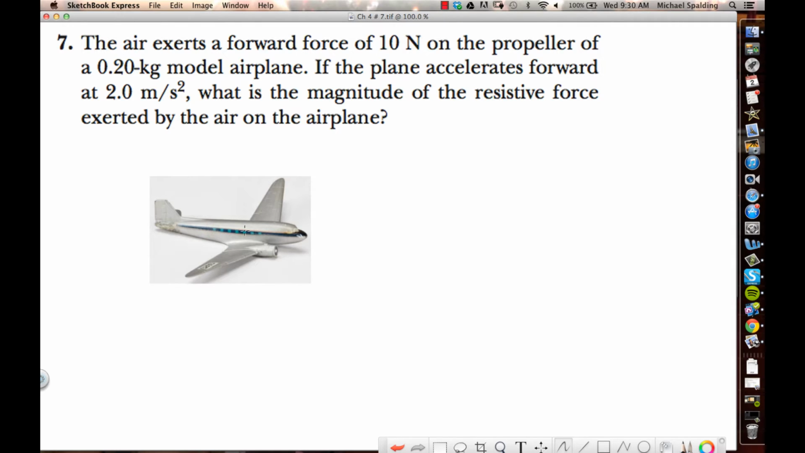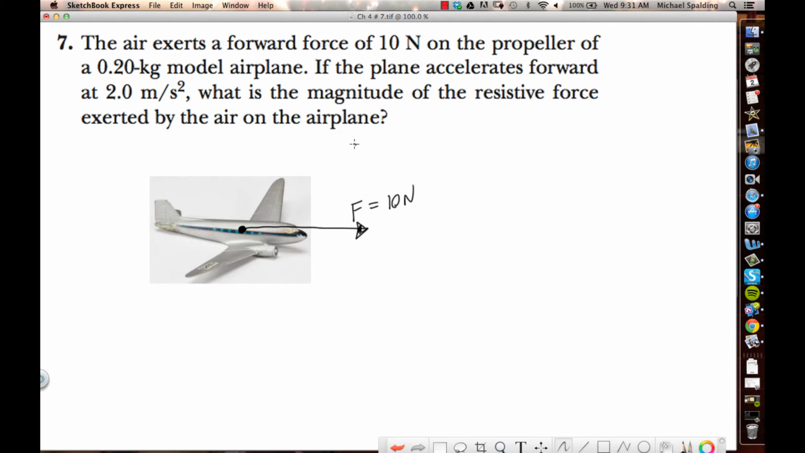All right, so we're being told, well, this doesn't really have a propeller. This is like a jet, whatever. They're on the sides and the wings. Yeah, there's the propeller right there. Okay, so anyway, the forward force on this airplane is 10 newtons. The acceleration of the plane is 2 meters per second squared.